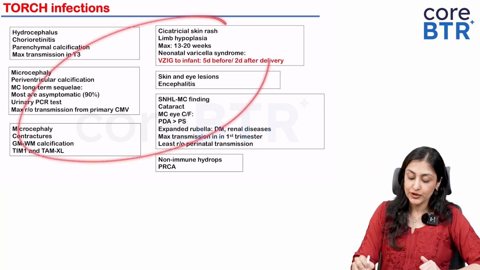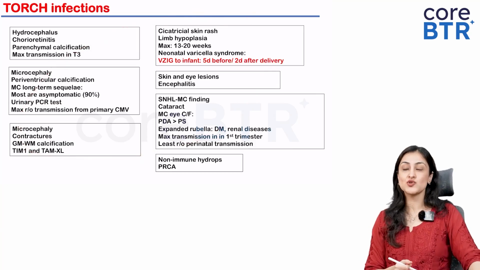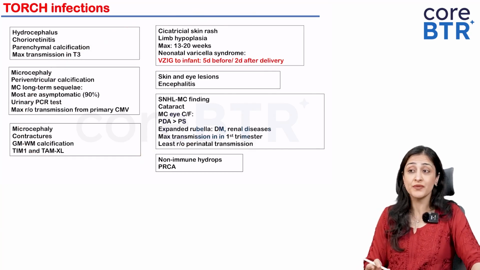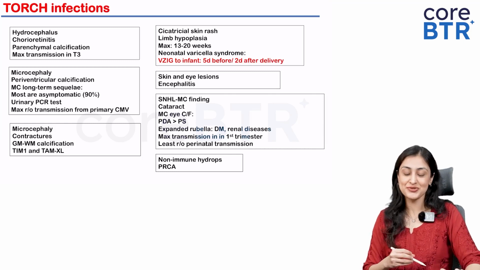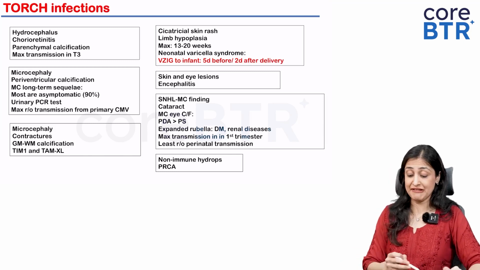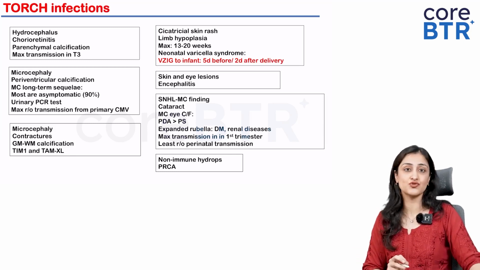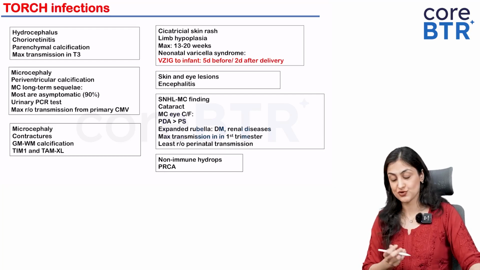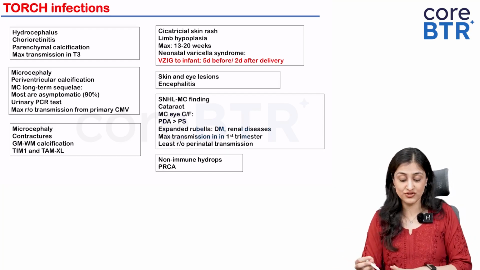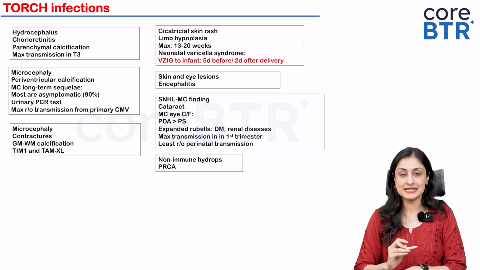Now we talk about torch infections. Super important because overlap of Peds, OBG, micro, PSM, right? So this is very, very important, right? So we'll cover everything that you need to know, and many factual questions get asked from this. So I've tried and compiled each and every question or fact that has been tested from here.